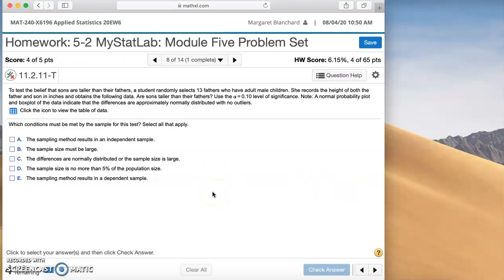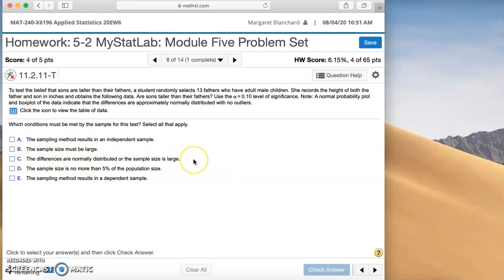Which conditions must be met by the sample for this test? Select all that apply. The sampling method results in an independent sample. Well, we're not necessarily looking at independent samples because it's matched pairs data. They're dependent on one another. So that one we don't need to worry about. The sample size must be large. Yeah, no, but there's still some restrictions there. So let's talk a little bit more about the other options.